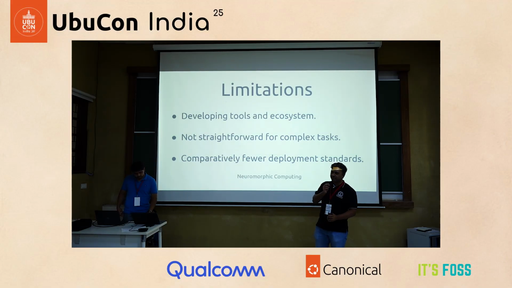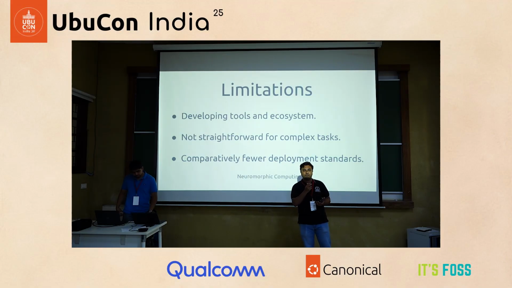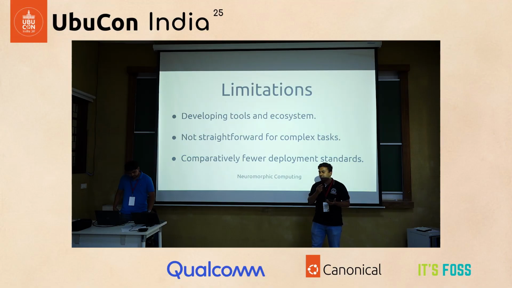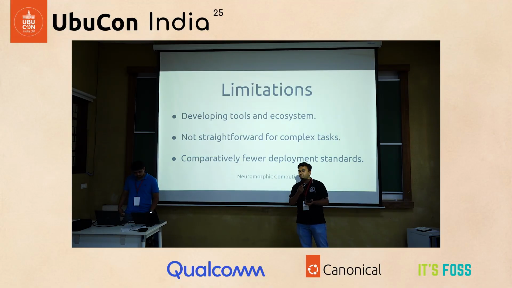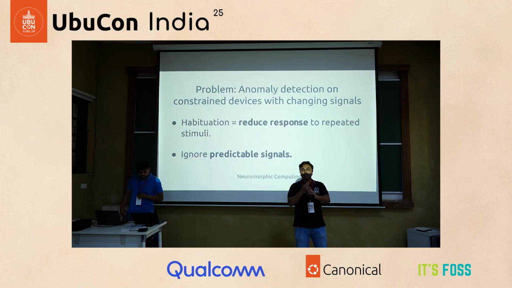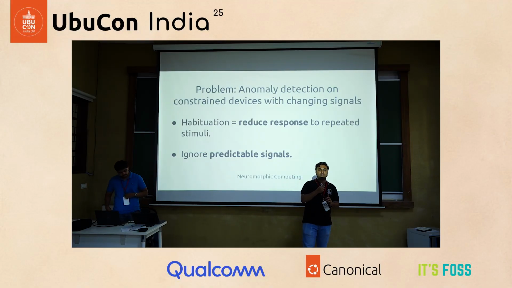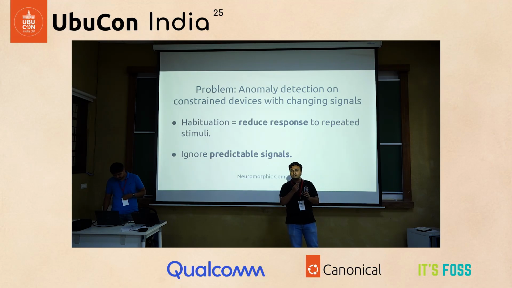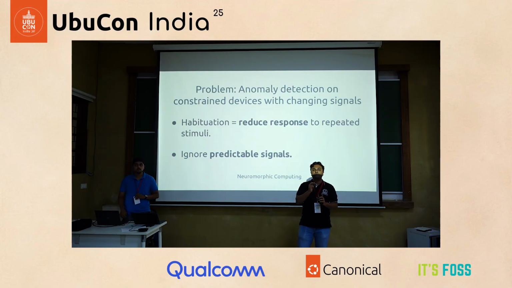And there are fewer standards compared to ML. For example, when you deploy machine learning, you have a lot of standards that you have to follow. But as of now, it has not been developed for neuromorphic computing yet. So that brings me back to the problem. What is our problem? Detecting the anomalies in edge devices with a lot of changing signals, right? So neuromorphic computing actually is very ideal for this use case.